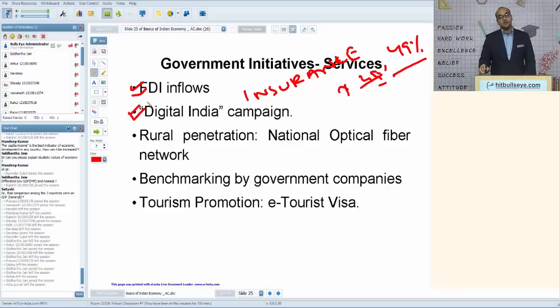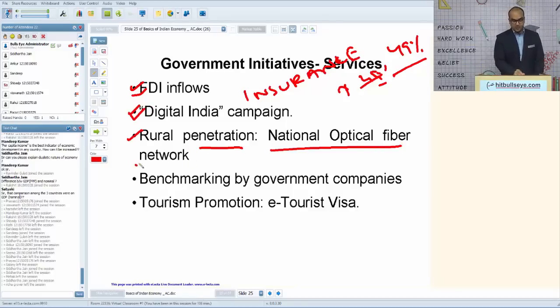Digital India campaign. This is something that I'll be taking up in detail in some slides. Of course, we want to increase rural internet penetration. So, National Optic Fiber Network. This is providing high-speed broadband access to every village in the country. Right? Benchmarking by government companies in terms of quality of services that they are providing.